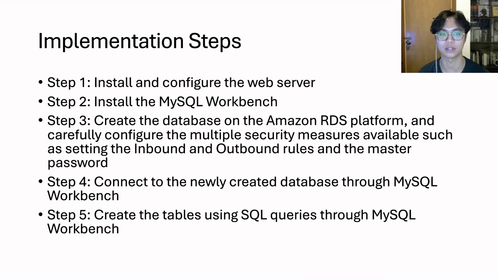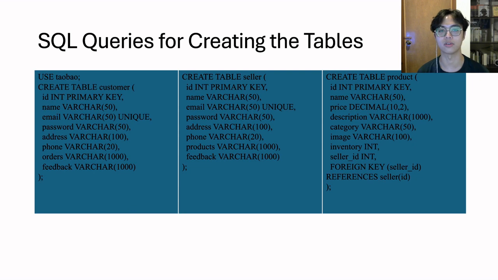And once you're done with that, you can create the tables using SQL queries through MySQL workbench. So here are the SQL queries for creating the tables. As you can see in the first column, we have a use Taobao, and Taobao is the name of our database. So you have to first do that every time you want to do something to the database in order to make sure that it selects the database first. And followed by the use Taobao, we have 3 create table queries with all the relevant fields that the table needs to have. And once you have successfully executed all 3 of the create table queries, you should be able to see multiple successful outputs in the output section of your MySQL workbench.